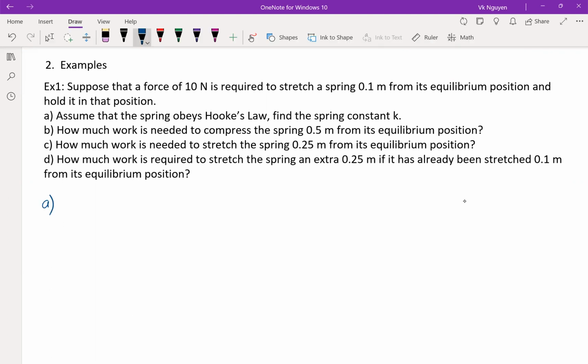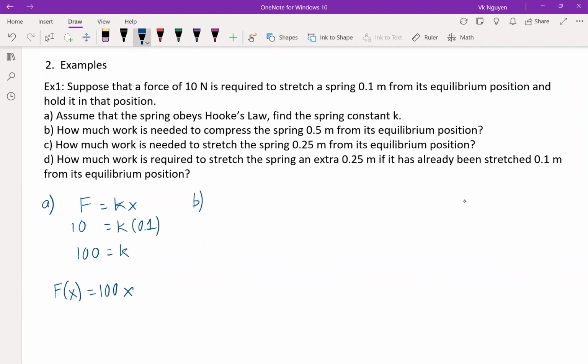A. We know F equals kx, so 10 equals k times 0.1. Well, that is the force of 10 Newtons required to stretch a spring 0.1 meter from its equilibrium position. From here, k is 100. So the force required to stretch the spring x distance is 100 times x.